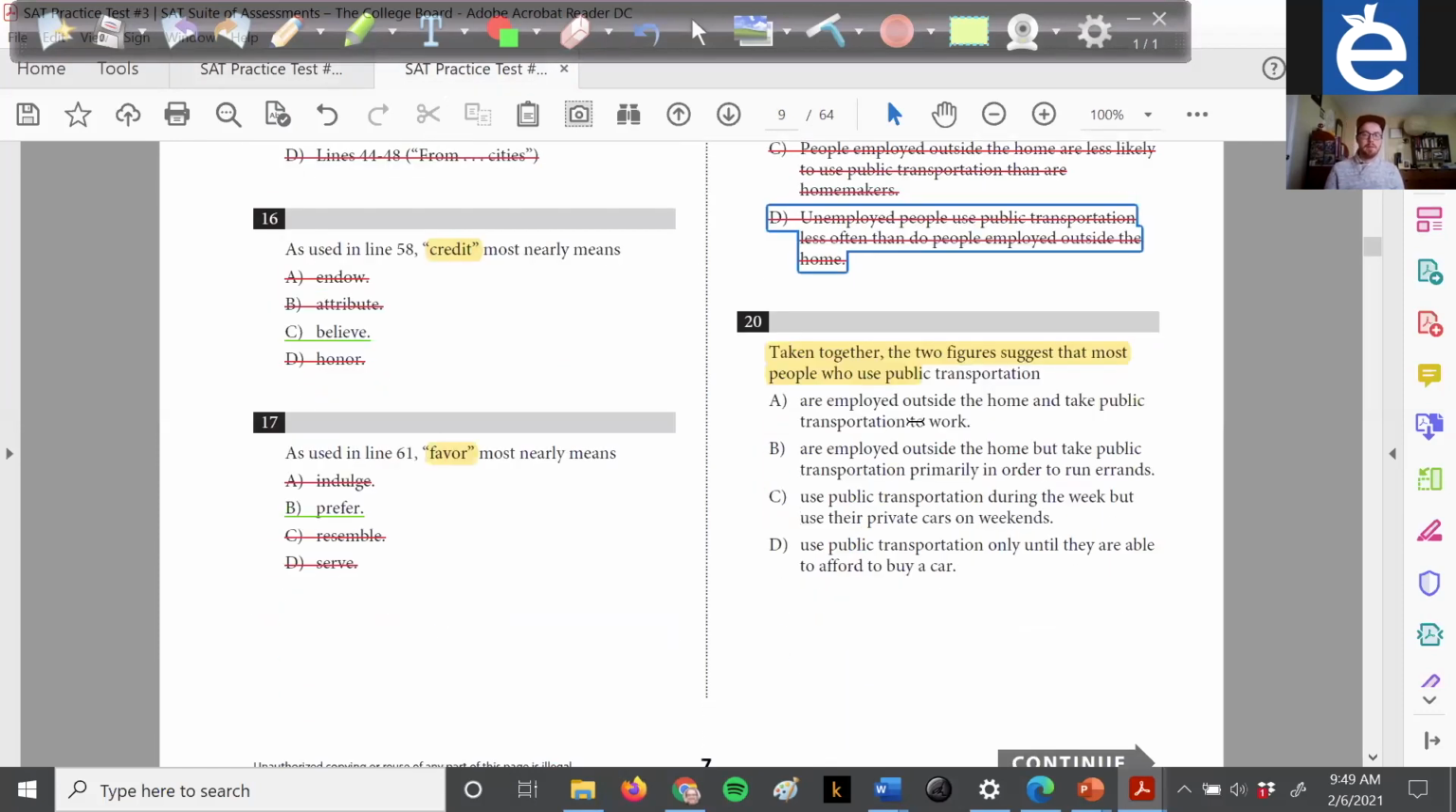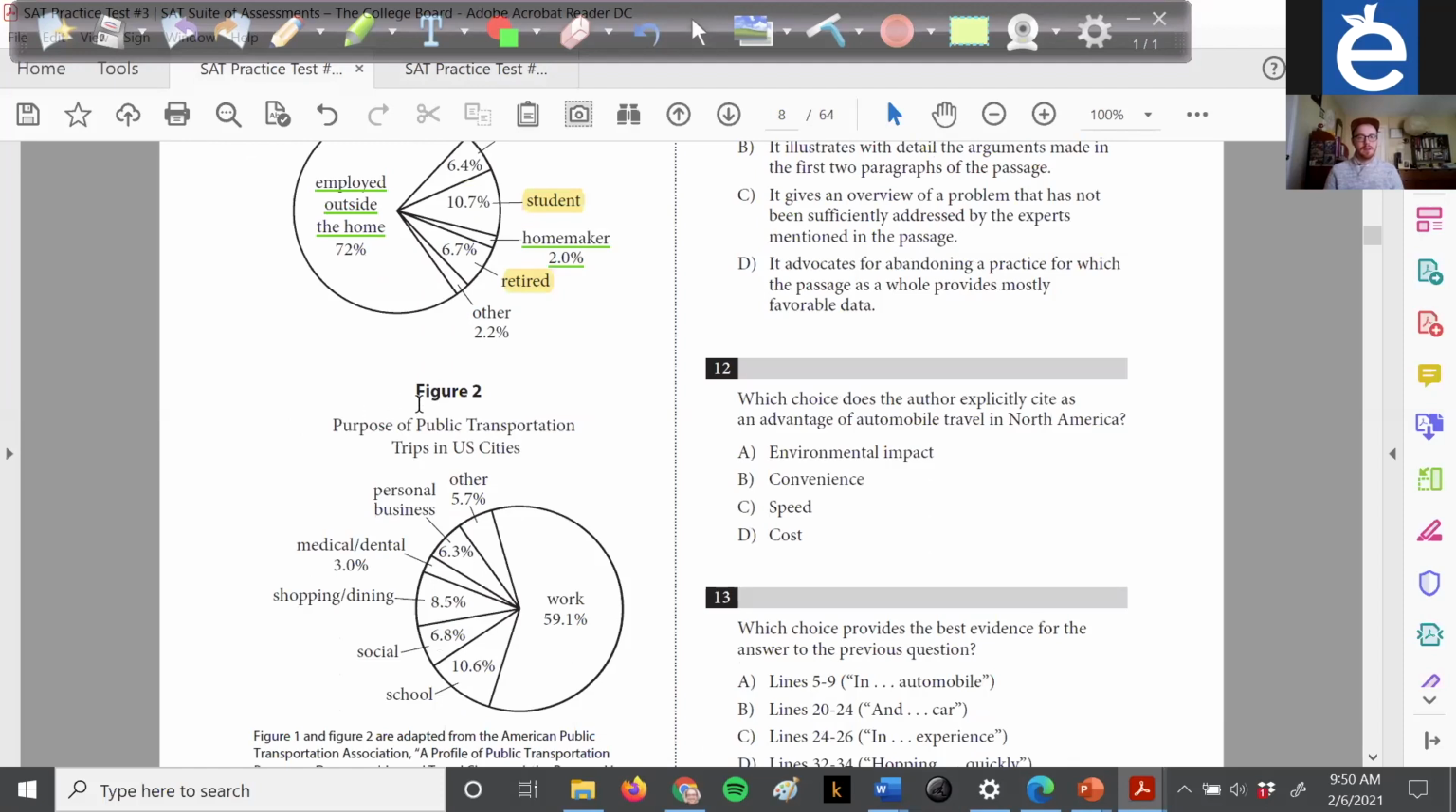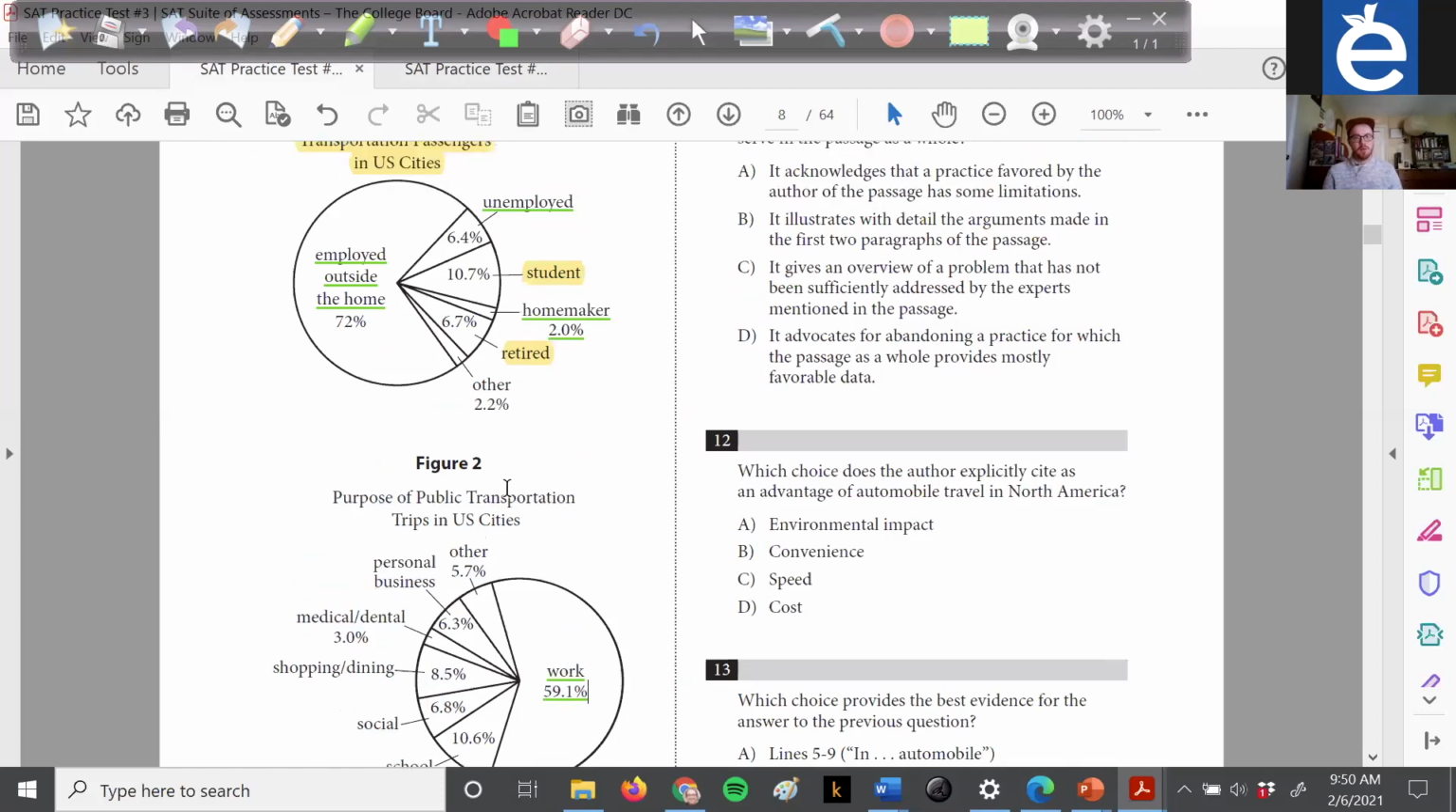Now this one is asking about both figures. Taken together, the two figures suggest that most people who use public transportation are what? Well, let's see. In figure 2, the purpose of public transportation trips in US cities. Again, we shouldn't waste our time trying to internalize all of this. I do see one clear outlier. If we're talking about what most people are doing, seems like most people are employed outside of their homes and are traveling to work.